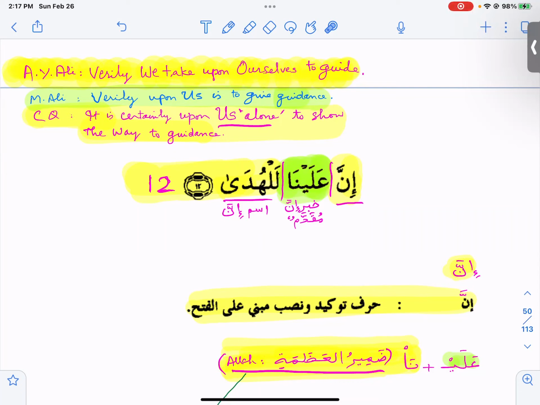Verily, upon us is to give the guidance. Inna alayna lal huda. Verily, upon us is to give guidance. Clear Quran: it is certainly upon us alone. Clear Quran goes one step further: it is certainly upon us alone to show the way to guidance.